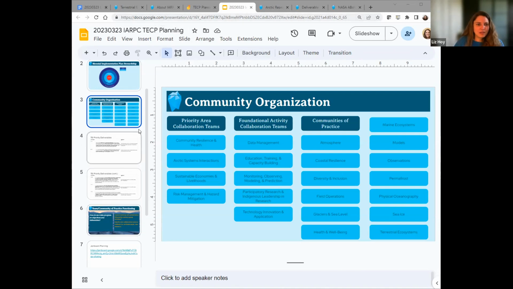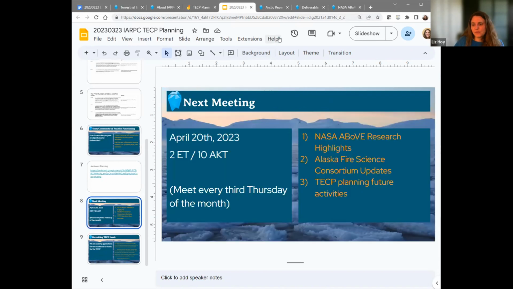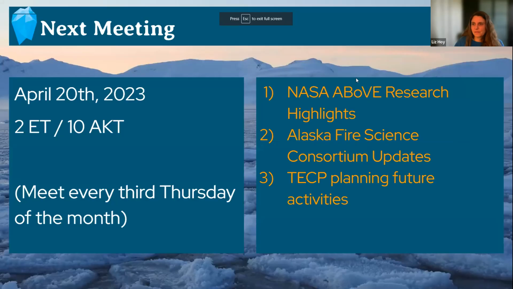Let me pull back up here. Okay, we're nearing the end of our time here, so I want to make sure we stay on time. Just for the end here, I want to remind folks of our next meeting. We're going to try to meet every third Thursday of the month. It isn't always that. This month we're the fourth Thursday, but that's because there's a lot of days in March. But normally we'll meet the third Thursday of every month. We'll hear from Scott Getz and from Randy Jan and Allison York from the Alaska Fire Science Consortium. And then we'll think a little bit more about planning future activities.